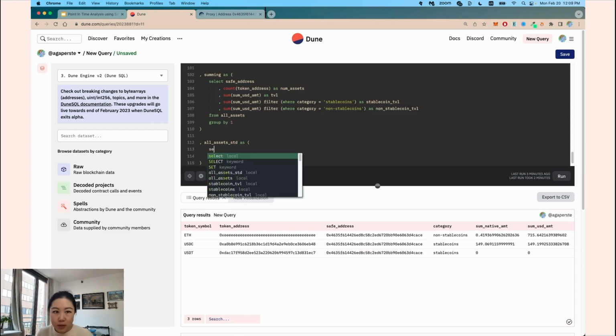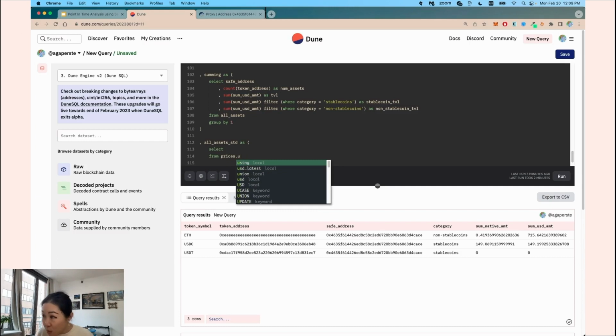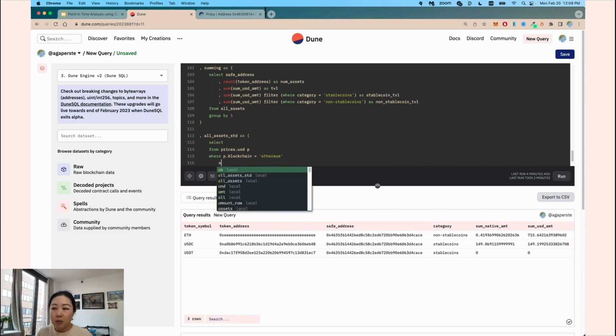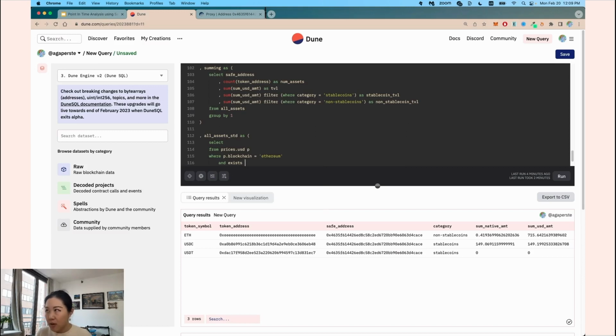First off, we need to get the prices.USD table. We're going to call that P, and then as usual, we're going to limit the blockchain to be Ethereum blockchain. We've done this a lot of times. And then we are going to limit the token address to be the ones we only care about. So going to do a where exists, because eventually we expect more than this one QA address. So there will be a lot of token addresses we're looking at. So where exists should be faster.